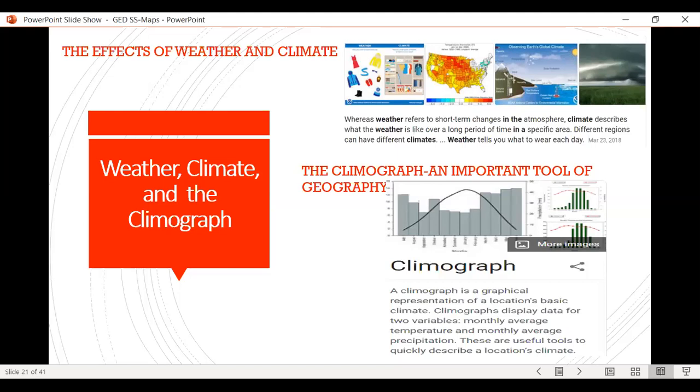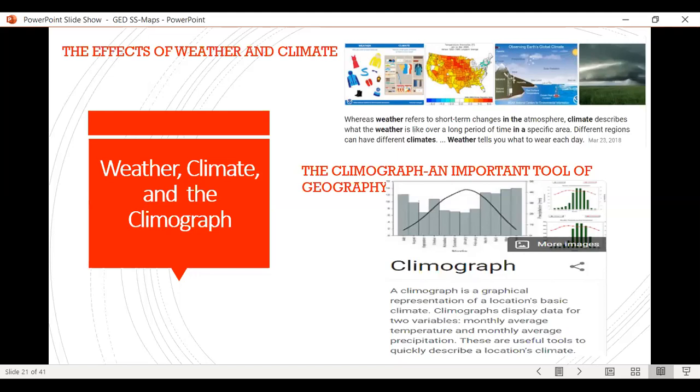So then when you look down here, this is how weather people or scientists measure the climate and other points of our weather or atmospheric conditions. And they use a climograph. There are various types of climograph, and we're going to be looking at some of those in just a minute for a certain city in our country. But a climograph is a graphical representation of a location's basic climate. Makes sense, right? Climographs display data for 2 variables: monthly average temperature and monthly average precipitation.